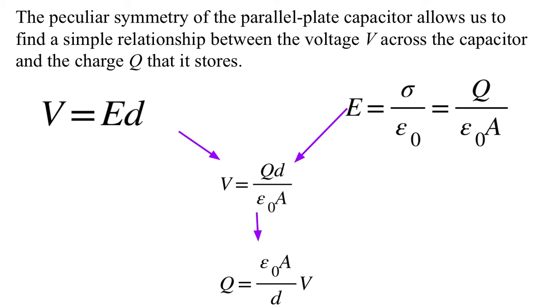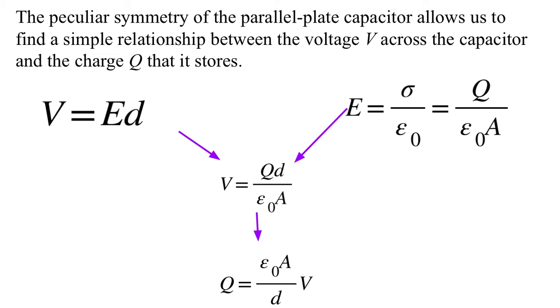The peculiar symmetry of the parallel plate capacitor allows us to find a simple relationship between the voltage V and the charge Q that it stores. We know that the voltage is, of course, just going to be the integral of E dot ds, but we can just say ED here because we know that the electric field is constant, so it comes outside the integral. And then we know the electric field from Gauss's law is sigma over epsilon naught.